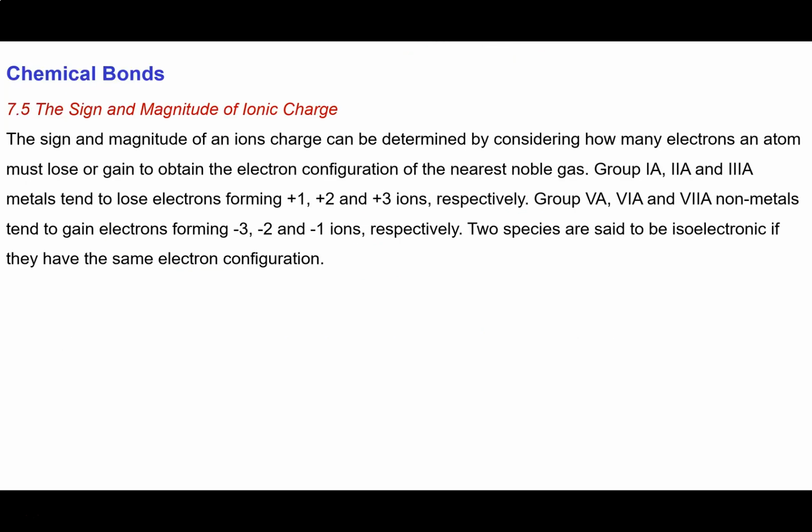Okay, so we can predict the sign, positive or negative, and the size of the charge on an ion for a representative element. Namely, group 1A, 2A, and 3A metals form +1, +2, and +3 ions, whereas group 5A, 6A, and 7A non-metals form -3, -2, and -1 anions, respectively. There's a little bit of terminology in there. We say that two things are isoelectronic if they have the same number of electrons in the same configuration.